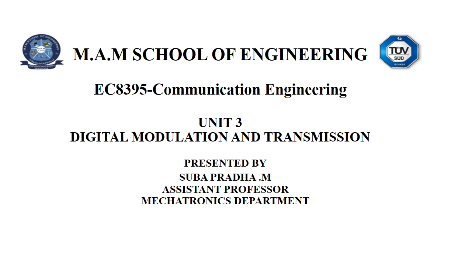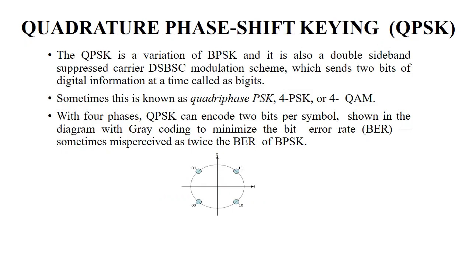Hi, here we are going to see about quadrature phase shift keying, its transmitter type, receiver type, and its advantages, disadvantages and applications. Quadrature phase shift keying. So in the communication system, we know that there are two main resources.